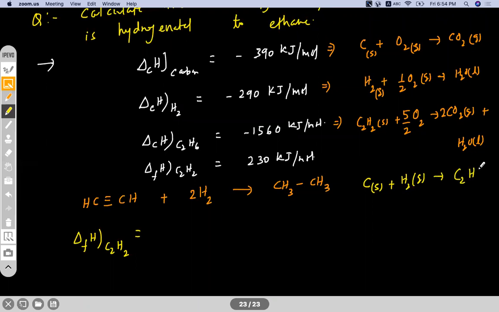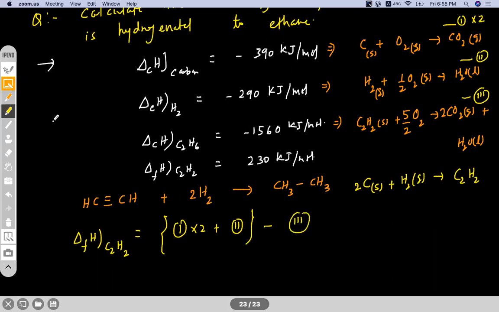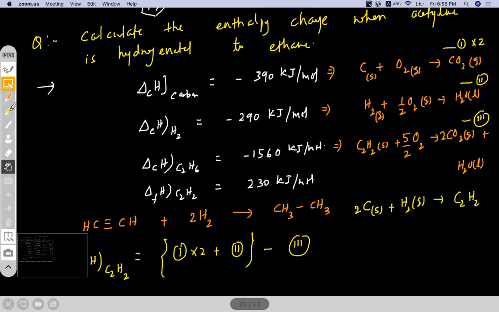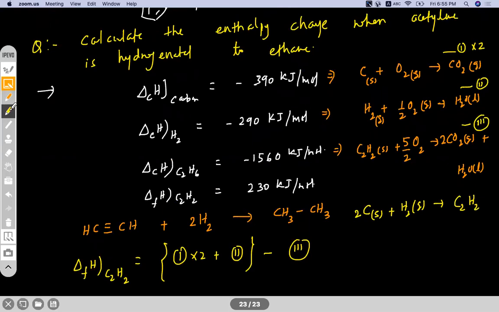How can we do that? Obviously, it is balanced; 2C we'll have over here. Tell me, how do we get this equation from these three? We need to multiply the first one by 2, add the second equation and subtract the third one. So can I write this as equation 1 into 2 plus equation 2 minus equation 3? Is it fine? Tell me, guys.